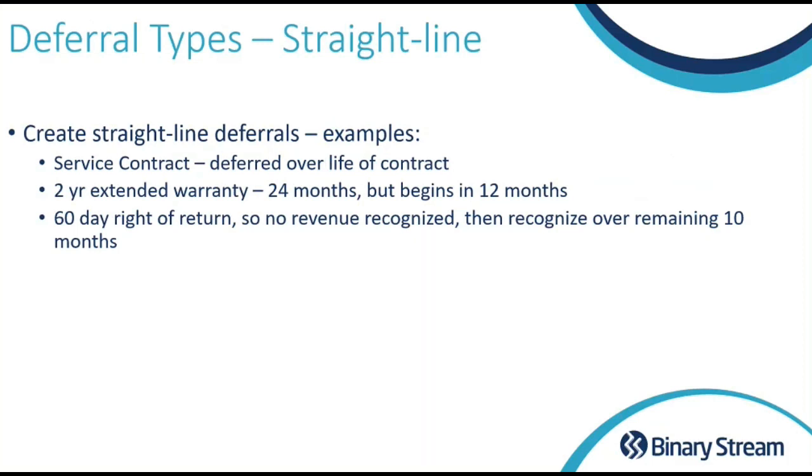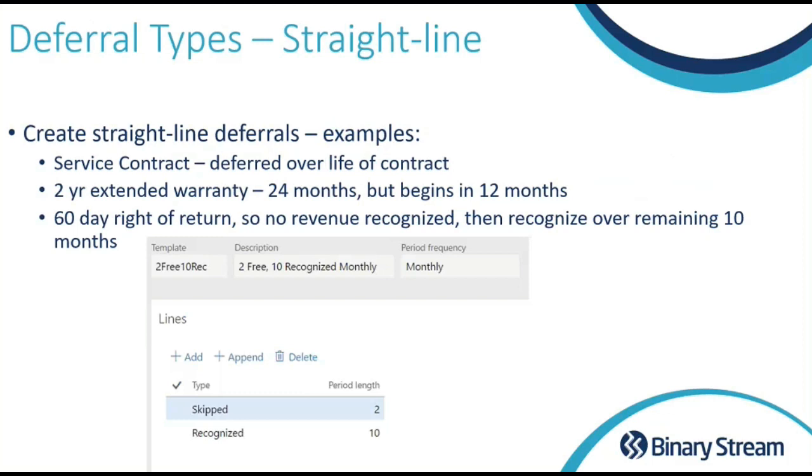Or another example, and again, a customer came and said, when we sell our stuff, our customers have a 60-day right of return. We don't want to recognize any revenue in that 60-day period because of the uncertainty. So in that case, we can say, let's skip the first 2 months, and then we'll recognize revenue over the remaining 10. It's still a 12-month schedule.